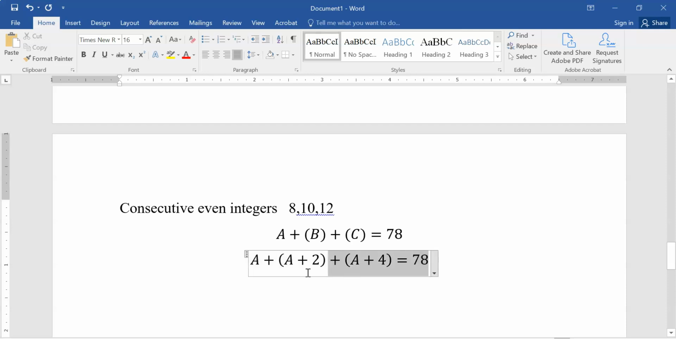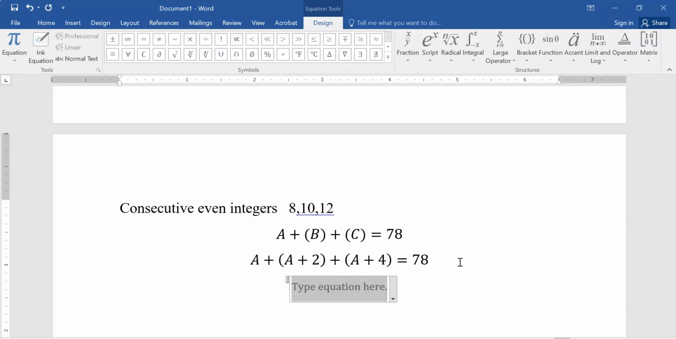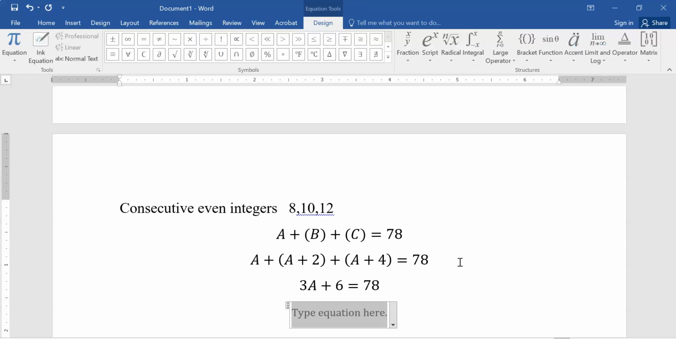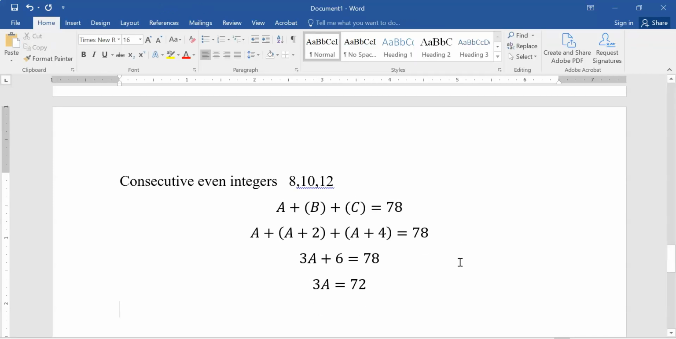This is the equation: a plus a plus 2 plus a plus 4 equals 78. We can combine like terms. It gives me 3a plus 6 is equal to 78. Standard solving, subtract 6 from both sides. 3a equals 72. All right, 72 divided by 3, a is 24.